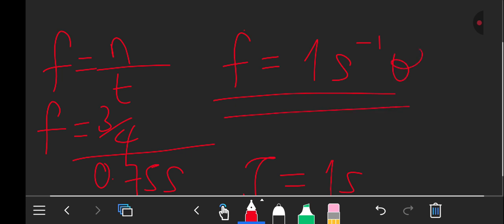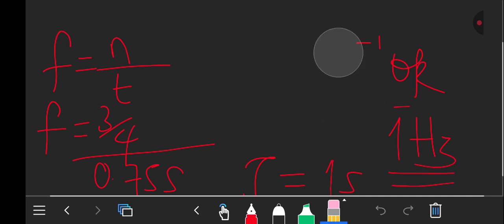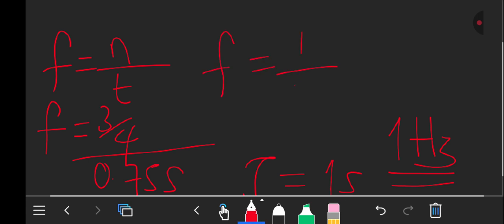But you can also say 1 hertz. Okay? If you don't want to go this way, you can just say frequency is just the inverse of period. So since we have the period to be 1, you're going to say 1 over 1, which is equal to 1 hertz. Okay? 1 hertz. That is the frequency.